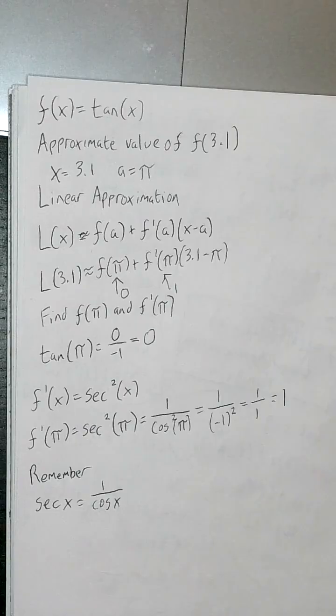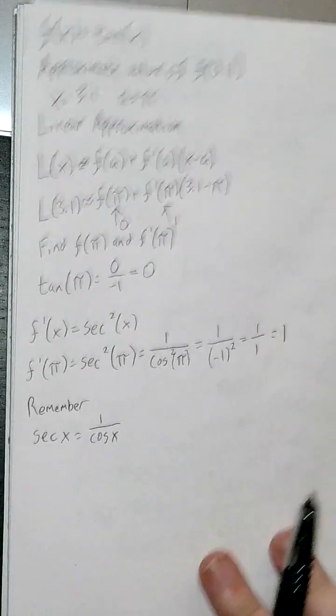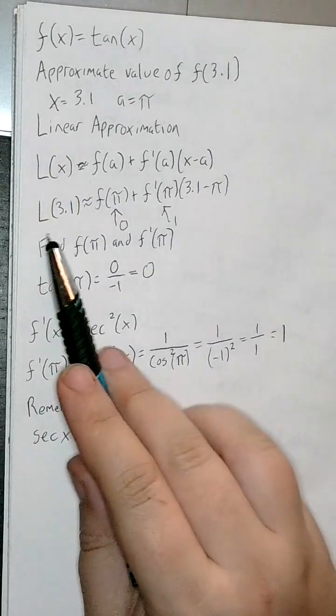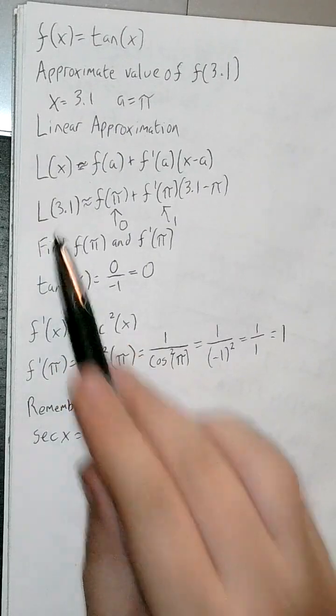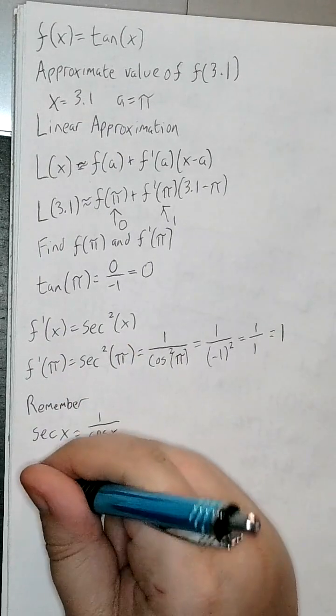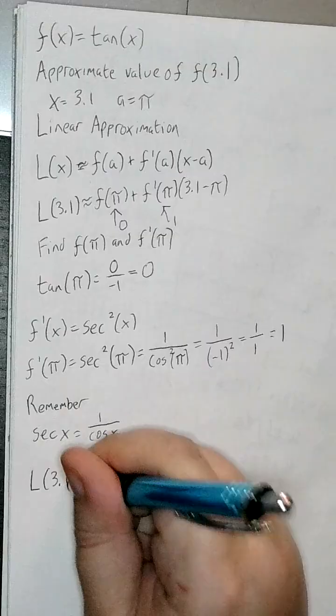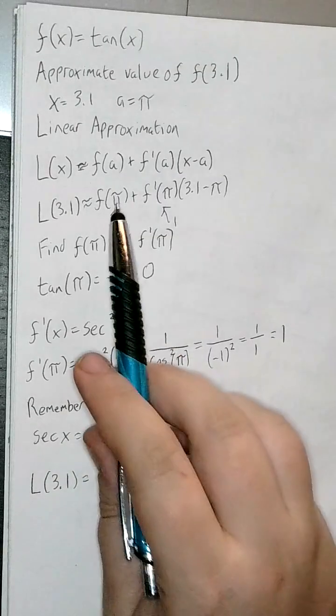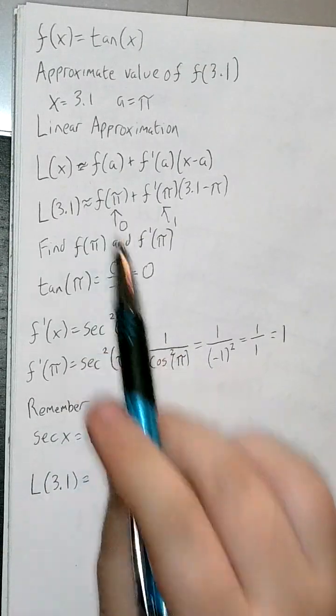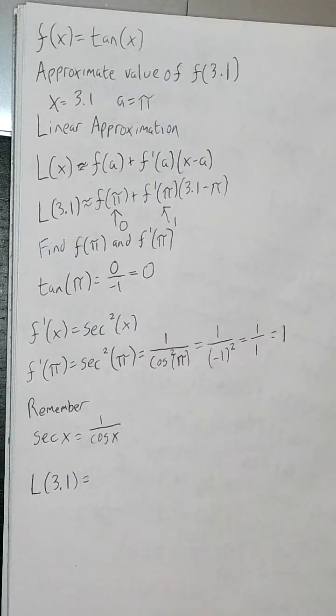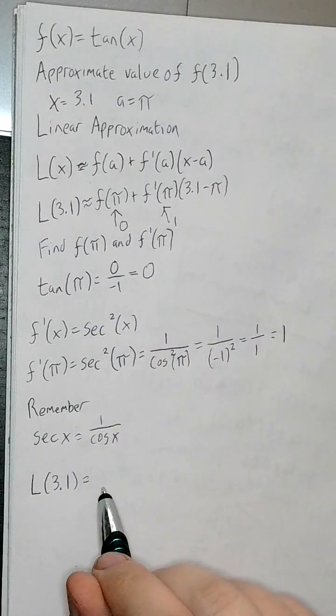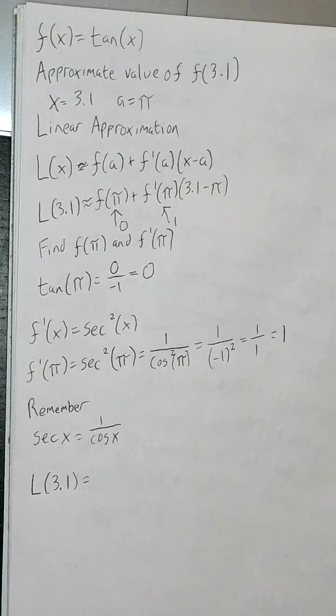So now, what I'm going to do is find the linear approximation at 3.1. So L of 3.1 is equal to, does everyone mind if I just write nothing here instead of 0? Do I have everyone's permission, or should I write in 0 anyway?